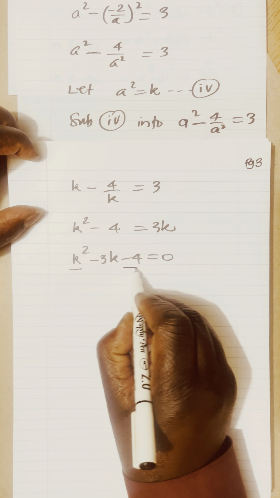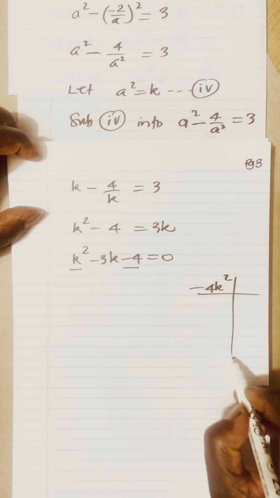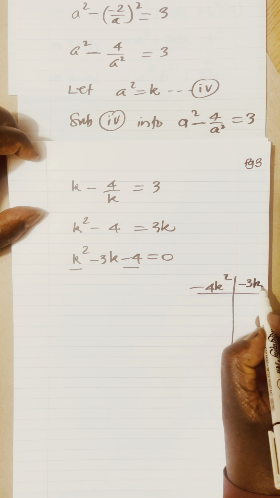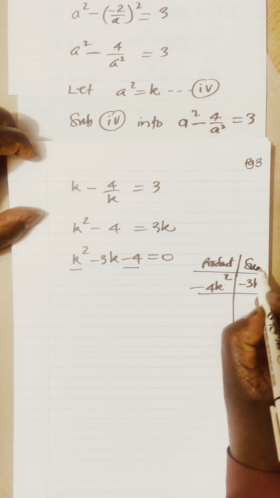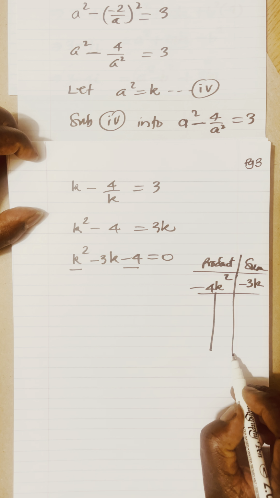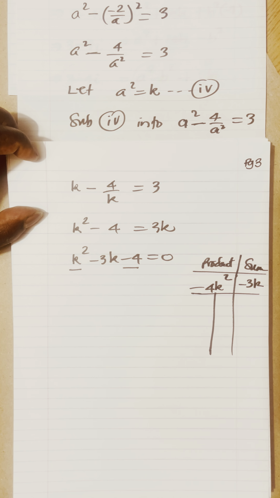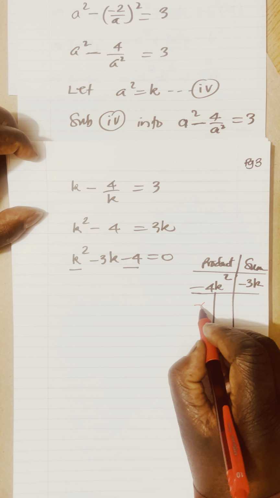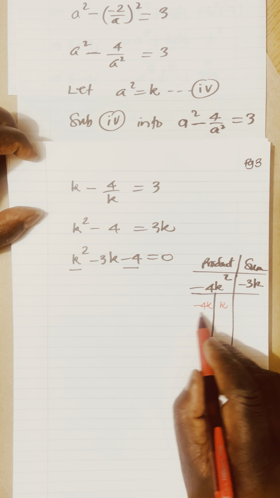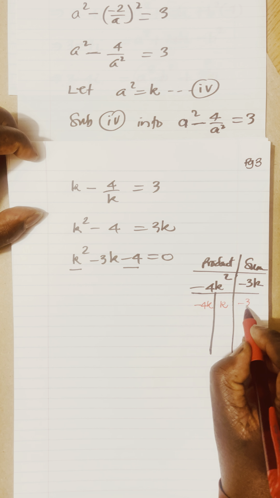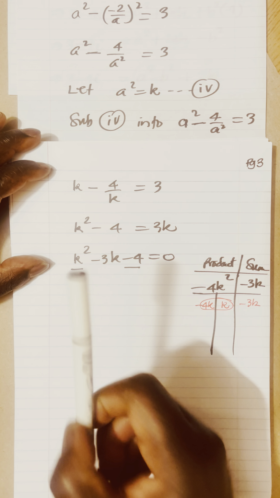You take this, multiply by that. The answer is minus 4k squared, and that's called the product. But the sum is the central part, which is minus 3k. So I said this is the product, and on the other side, that's the sum of two factors whose product is this and whose sum is that. If you check, the two factors should be minus 4k and positive k, because when you add these up, you get that minus 3k. When you multiply these, you get that. So these two must come and take the place of minus 3k.